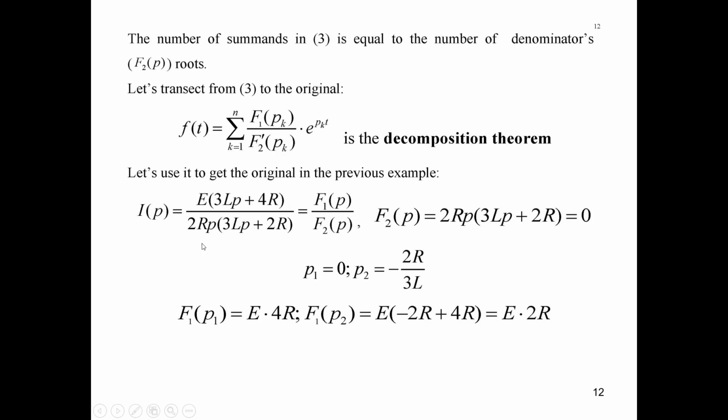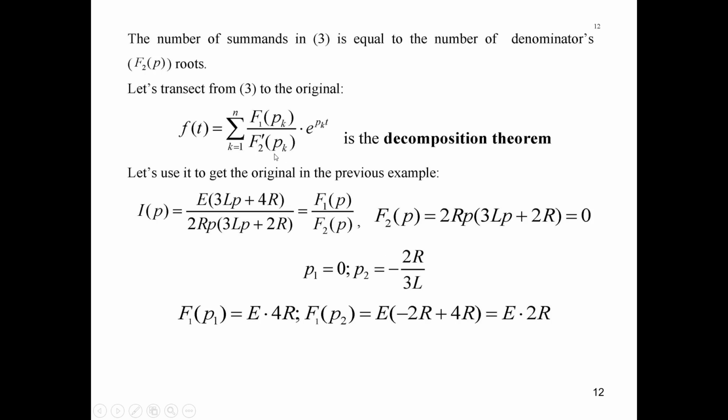So we've got in operational form this I from p function, and we write down that the expression in the numerator we equate to phi1 from p, and the expression in the denominator we equate to phi2 from p. So phi2 from p here is this expression in the denominator, and phi1 from p is its expression in the numerator.